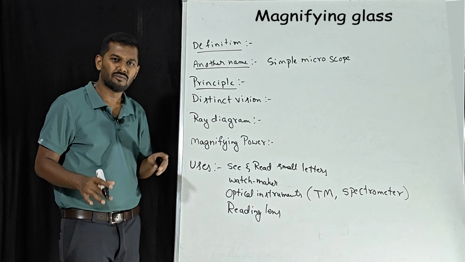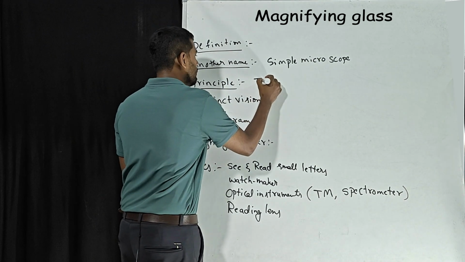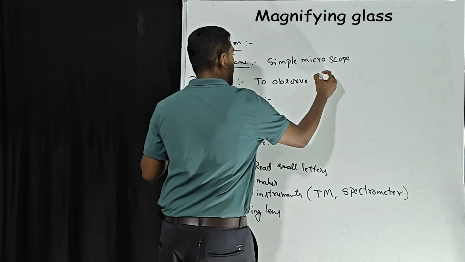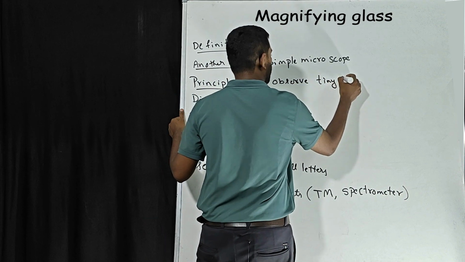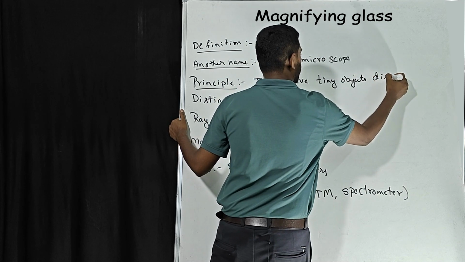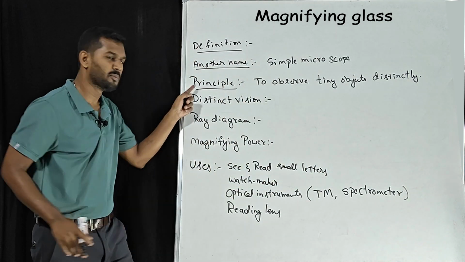Next, principle. Very simple. If you know the definition, you can write the principle. To observe tiny objects distinctly. That's it. This is the principle.